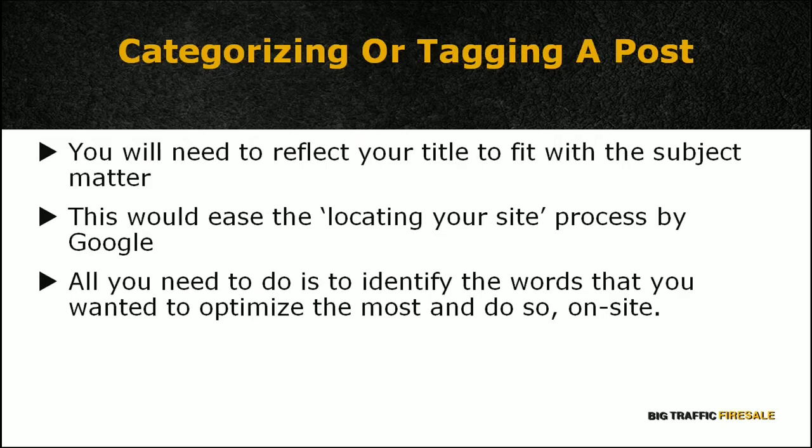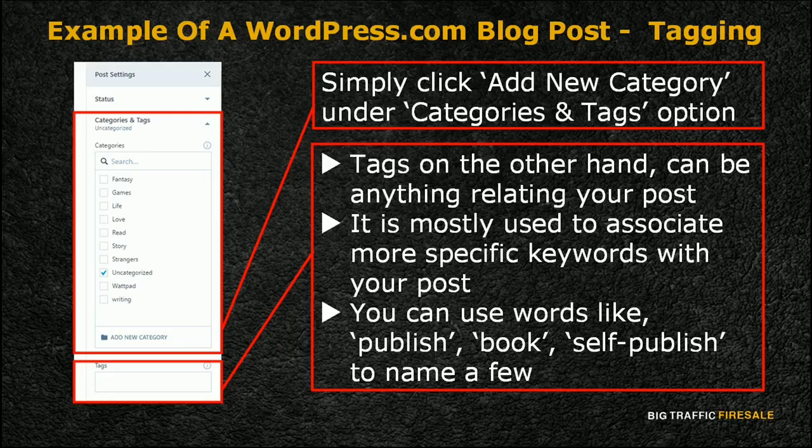This is one of the basic formulas you could easily solve within your site. All you need to do is identify the words you want to optimize the most and do so on site. Simply add new category under the categories and tags section. Tags, on the other hand, can be anything relating to your post. It's mostly used to associate more specific keywords with your post. You can use words like publish, book, self-publish, to name a few.